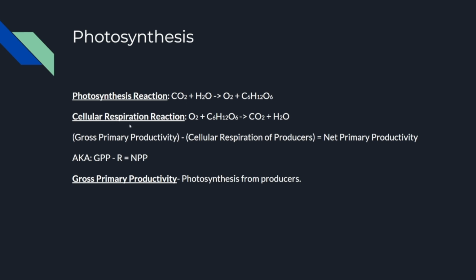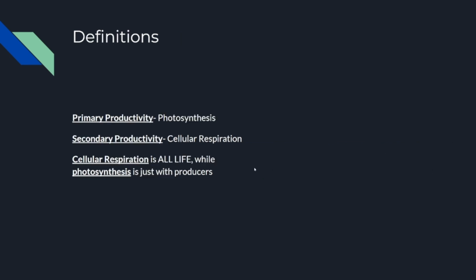And the cellular respiration reaction is just the exact opposite. So we have O2 plus glucose equals carbon dioxide and water. So gross primary productivity minus cellular respiration of producers is equal to your net primary productivity, also known as GPP minus R equals NPP. So your gross primary productivity is your photosynthesis for producers. So your photosynthesis minus your cellular respiration is equal to your net primary productivity.